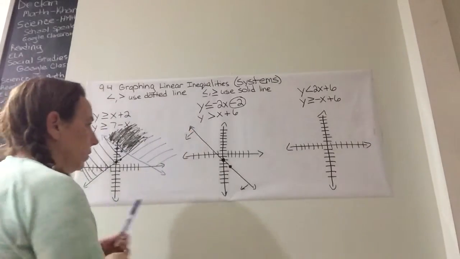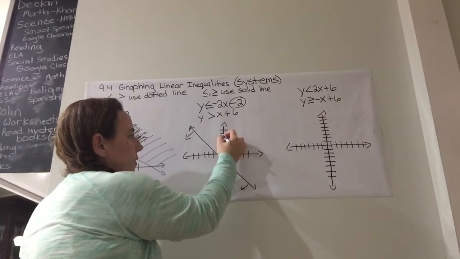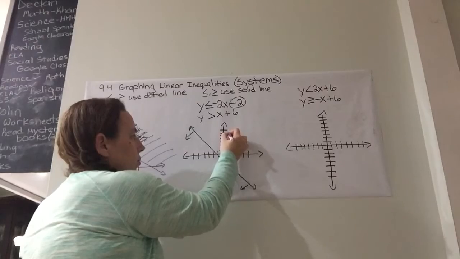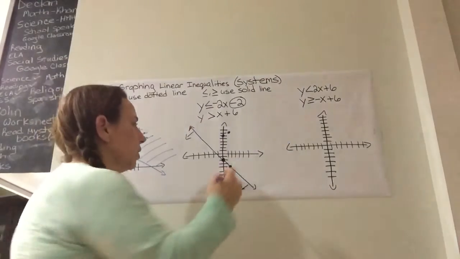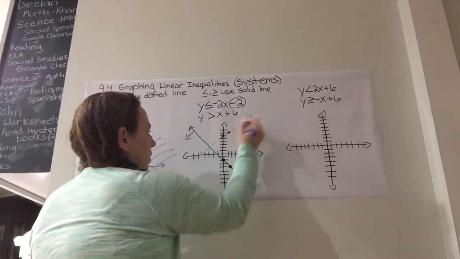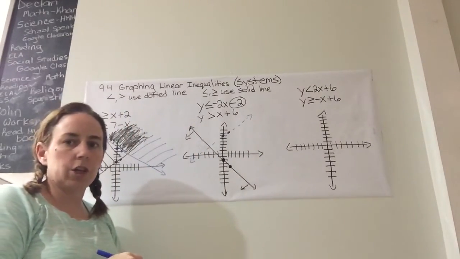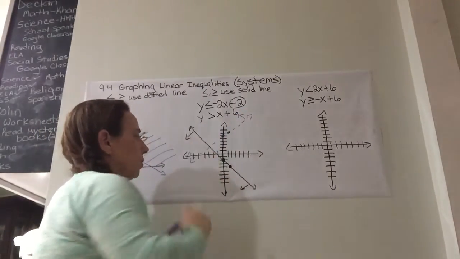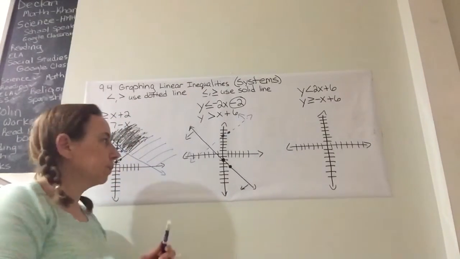Okay, now let's do the other line. So I'm going to start off at 6, so it's 1, 2, 3, 4, 5, 6. And then from there, I'm going to go up 1, over 1, because my slope is 1. Now this time I need to use a dotted line, because there's no or equals. Okay. And it says is greater than. So I'm going to shade above the line. So like this. Okay. So I shade above the line. Now I have to see where they overlap.